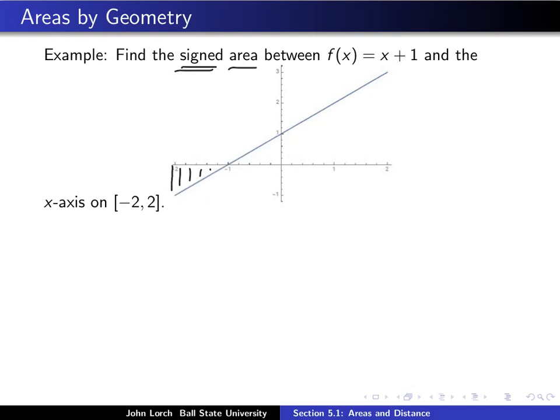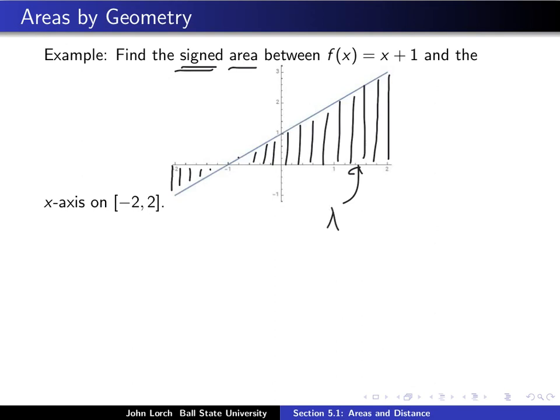And so if I want to find the signed area between the curve and the x-axis, what I do is I take the area of all of the stuff that's above the x-axis. Let's say that's A1. And then I take the area of all the stuff that's below the x-axis. Let's say that's A2. Then the signed area, the thing that we seek, is A1 minus A2.